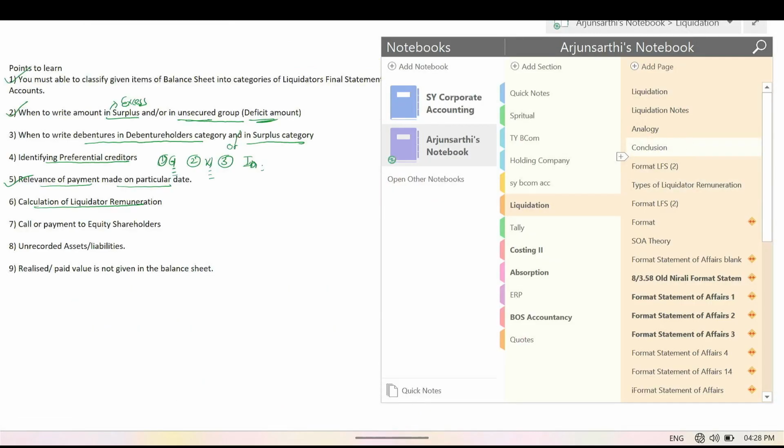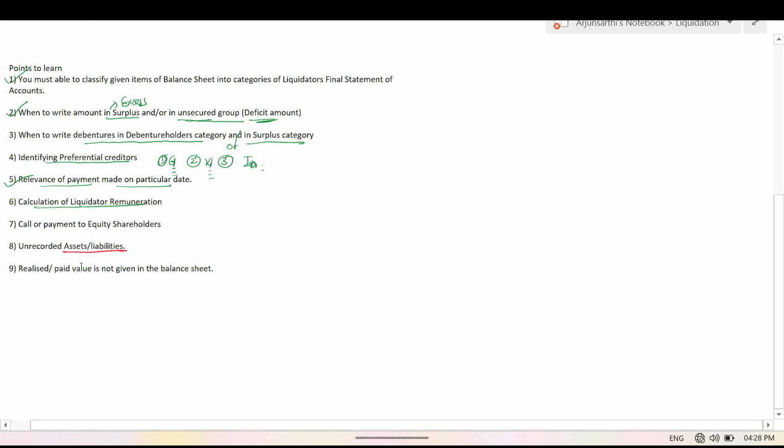Now then, in conclusion, do you have anything? Unrecorded assets and liabilities. Before that we have call or payment to shareholders. Now when to call and when to pay to shareholders. Suppose we have the debit side total before making payment to shareholders, that means equity as well as preference shareholders, or before that also, before paying unsecured creditors. If we have a shortage of cash, debit minus credit, let us say that is the shortage.